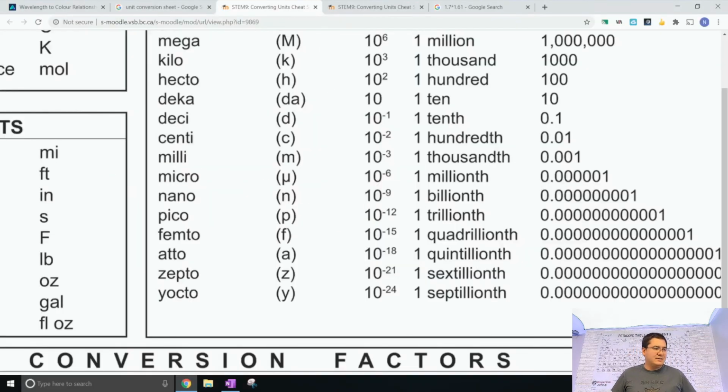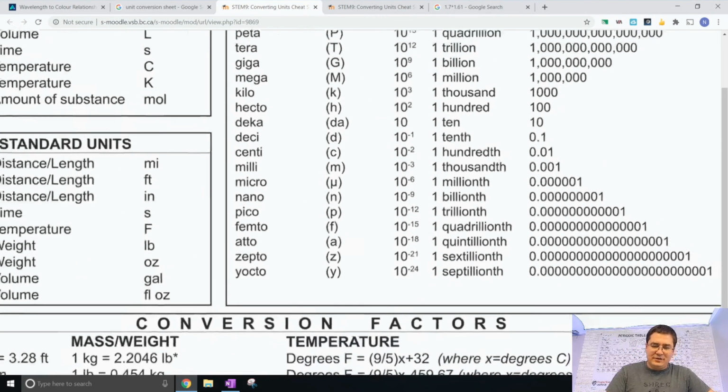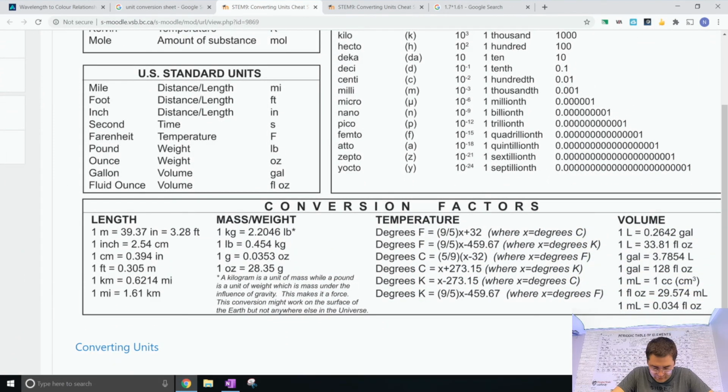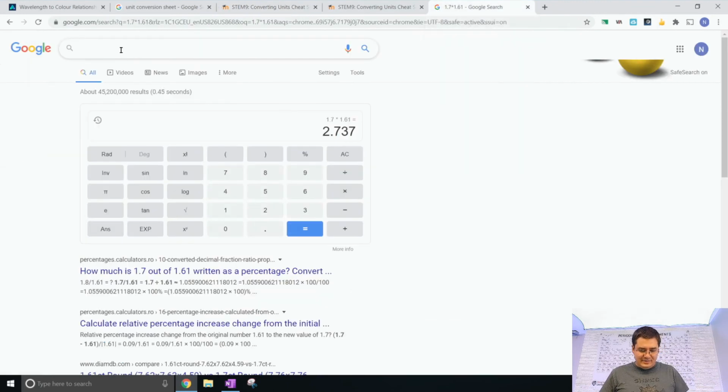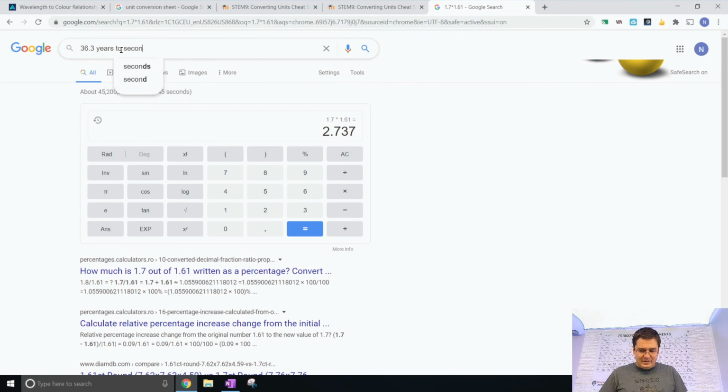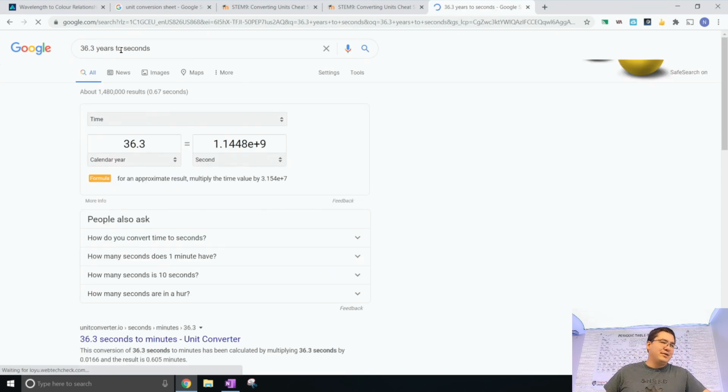This conversion sheet, hopefully you aren't too overwhelmed. There's a lot of useful stuff here. You always get a conversion sheet when you take tests and quizzes. And since everything is going to be online, I'm assuming everything's going to be open book, open notes. So use these sheets. Don't rely on Google. I'm going to be bad and say 36.3 years to seconds. I know Google will convert for you, but that's lazy.